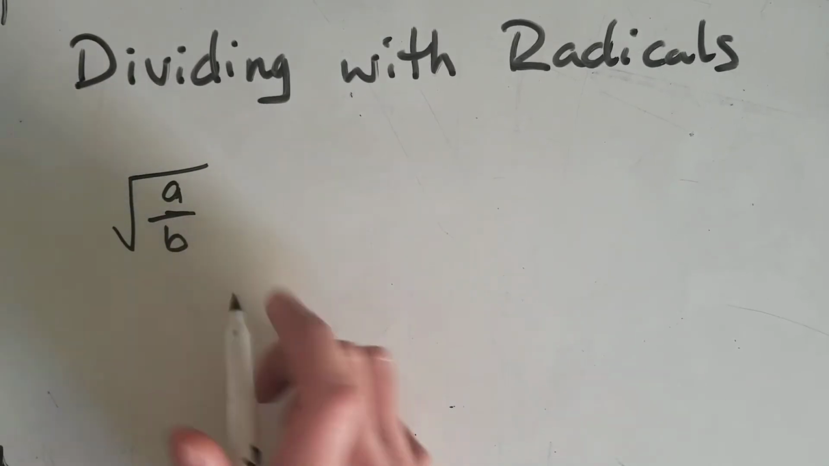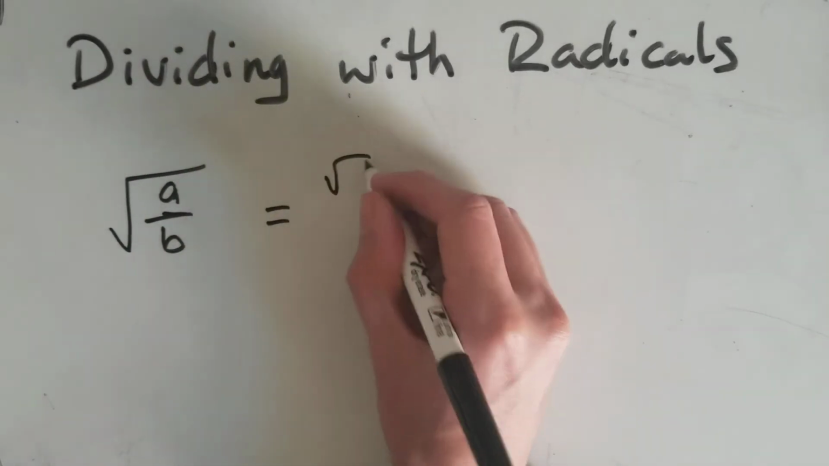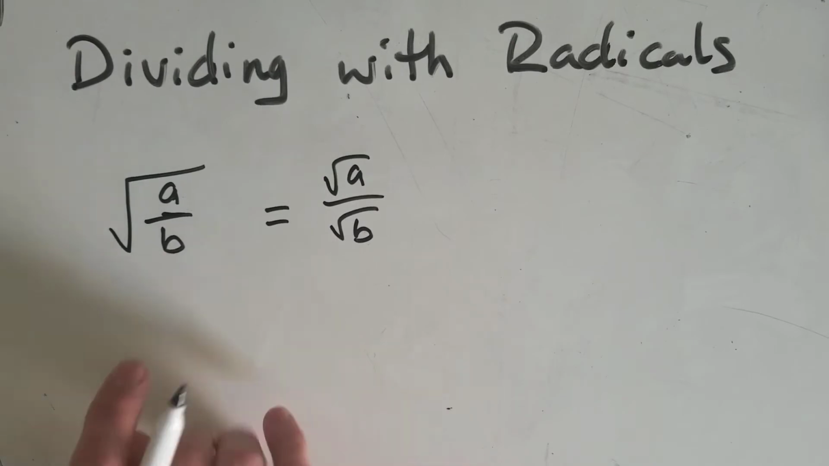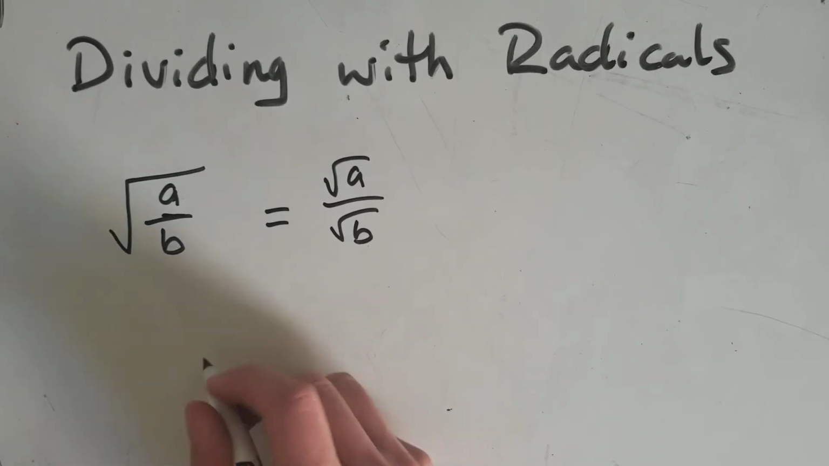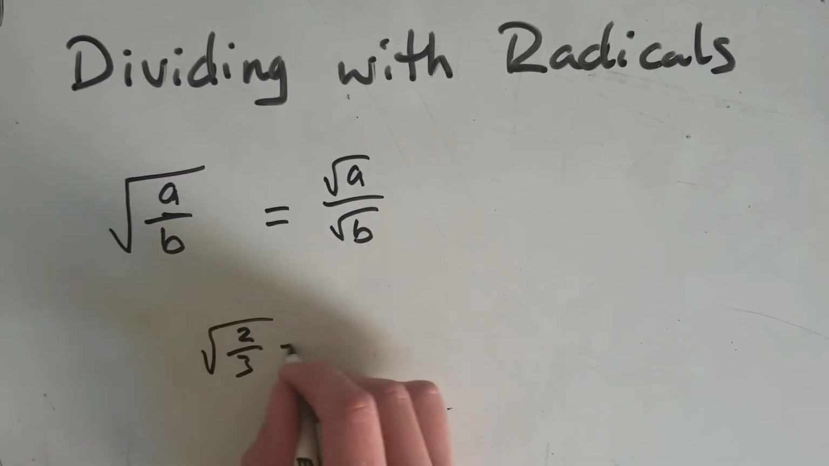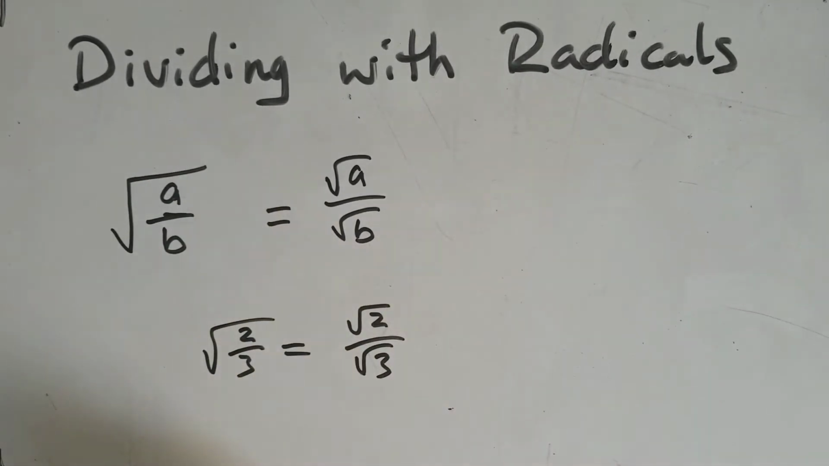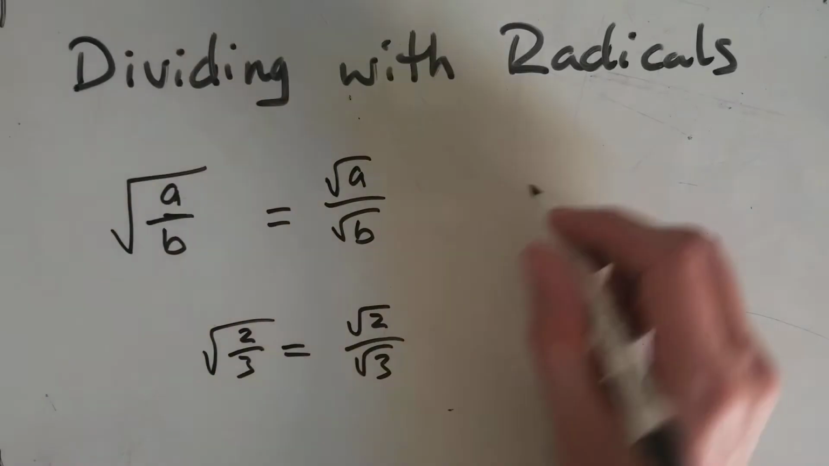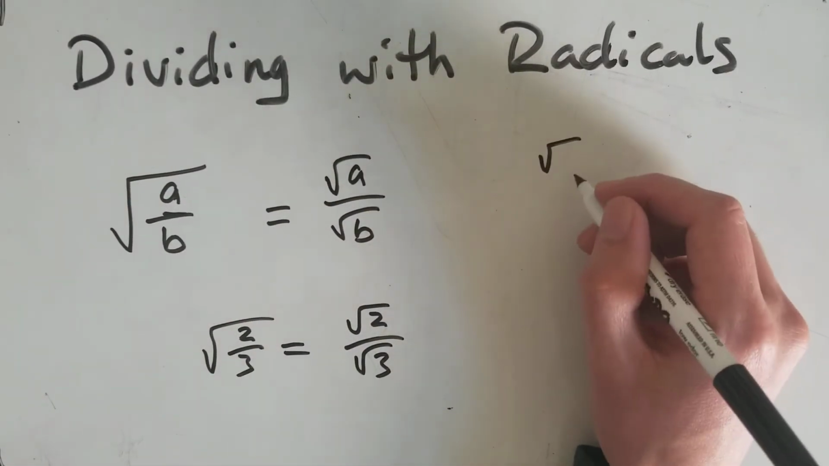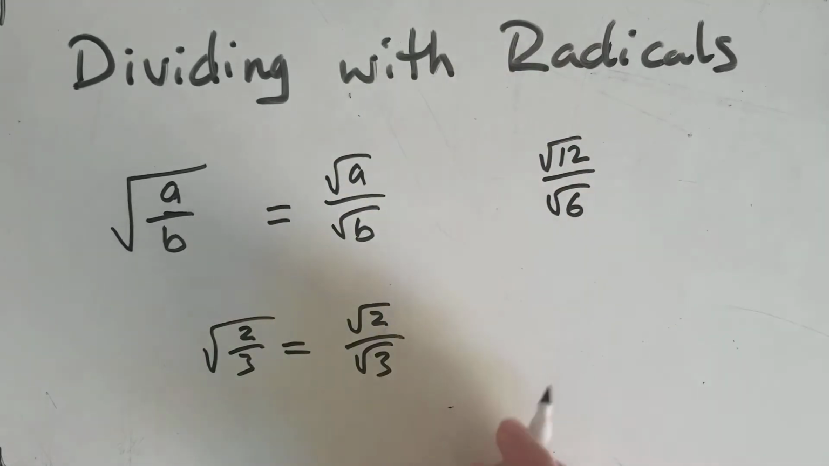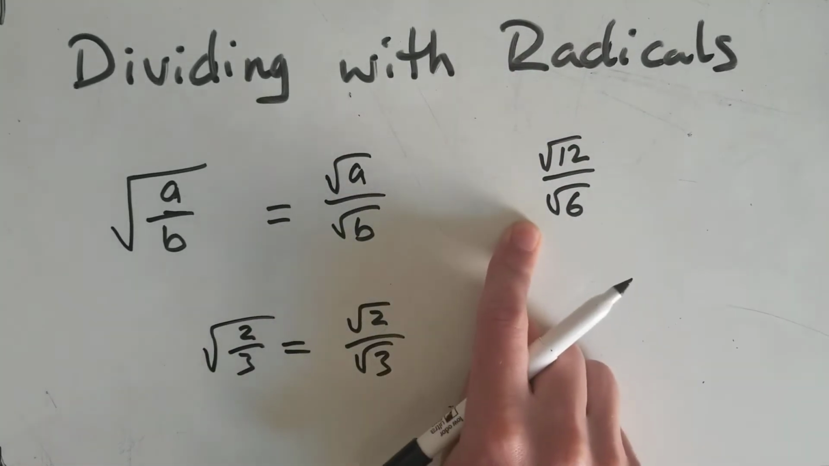divided by b, then you can break it up and do the square root of the numerator over the square root of the denominator. So again, if you have a fraction, like let's say you have the square root of 2/3, that would be the same as the square root of 2 over the square root of 3. And you also can go backwards, like maybe you have the square root of 12 over the square root of 6. You can go backwards the other way.